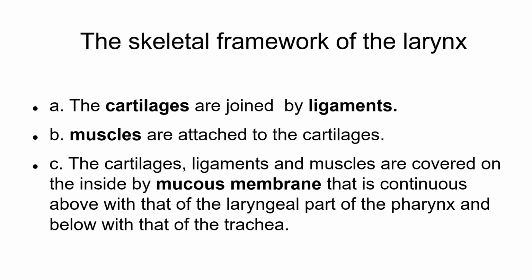So moving ahead. Now, what is the skeletal framework of larynx? What is this larynx actually composed of? So basically the skeletal framework of larynx is made of cartilages which are joined together by certain ligaments, which we will see there are two types of ligaments, extrinsic and intrinsic, and certain muscles, also extrinsic and intrinsic type of muscles, are attached to these cartilages.